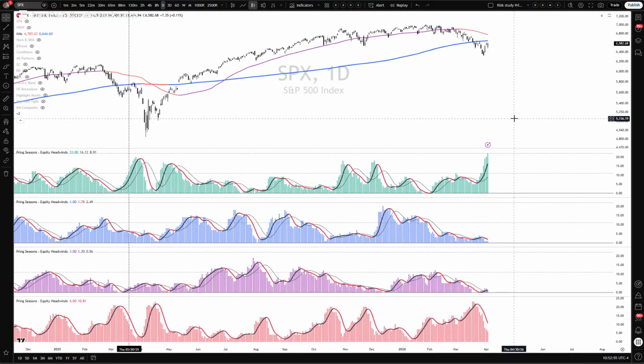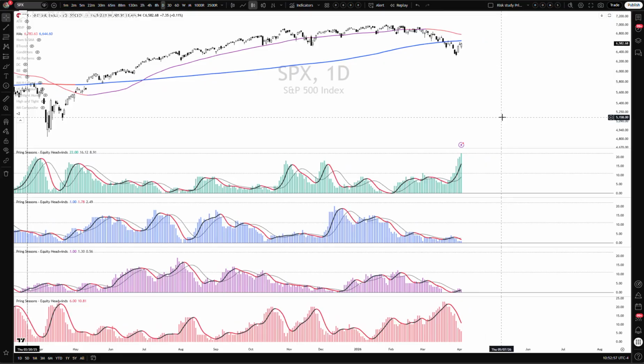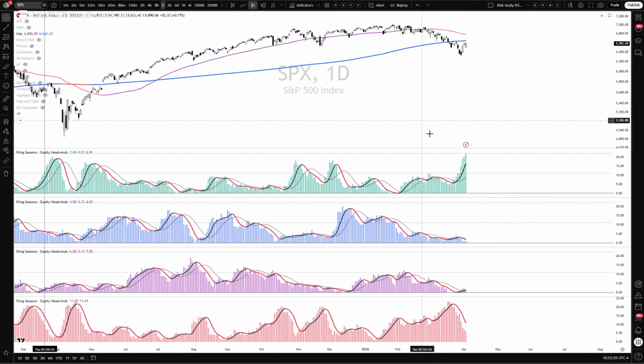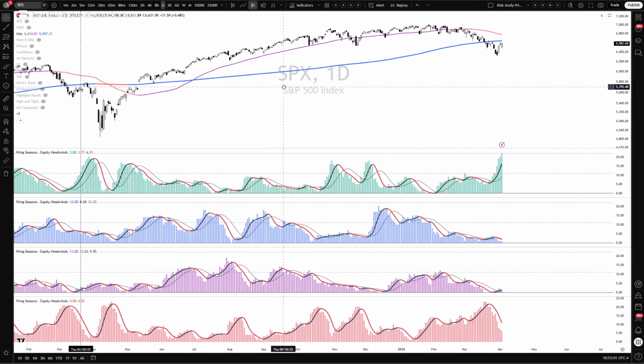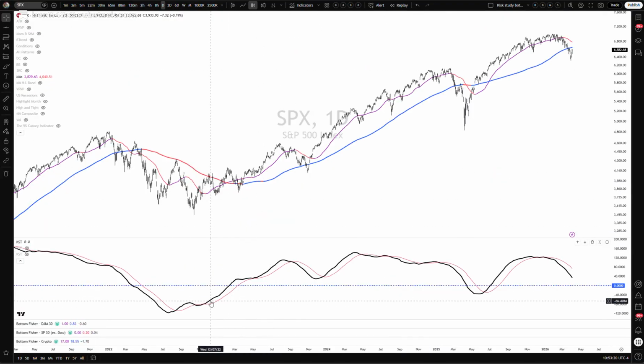Lastly, take the same approach that we did with the bottom fisher and break all of those different categories into seasons. And so I've combined 30 of them, and it includes half of the breadth measures, all 12 of the equity headwind measures, and all 12 of the risk appetite measures. And we're doing the same thing that we did with the bottom fisher. Are you in winter? Are you in spring? Are you in summer? Are you in fall?